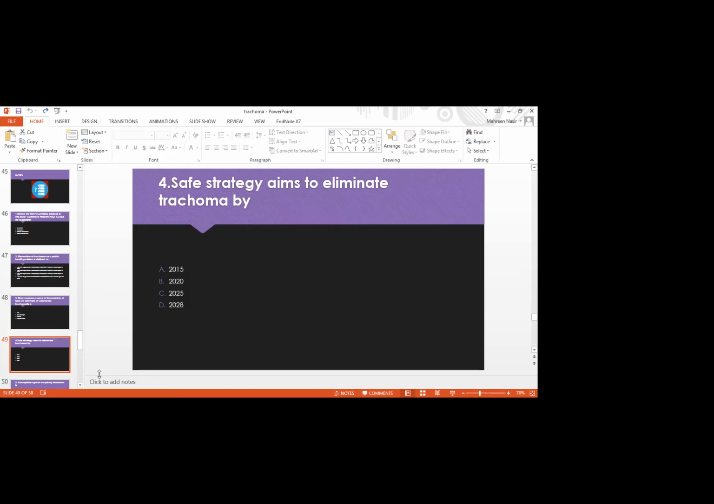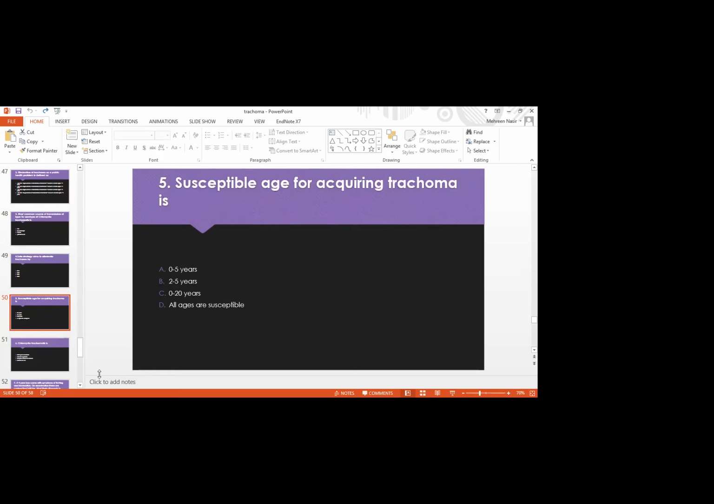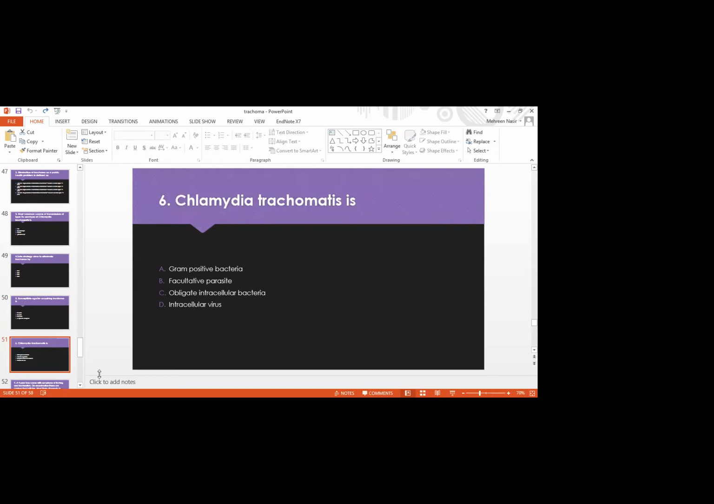The SAFE strategy to eliminate trachoma by 2020. Yes. The susceptible age for acquiring trachoma is 2 to 5 years. 2 to 5 years is the most common age for acquiring trachoma, though all ages are susceptible to getting infection. So the correct answer is B. Chlamydia trachomatis is gram negative, obligate intracellular. Yes, the correct answer is obligate intracellular bacteria.